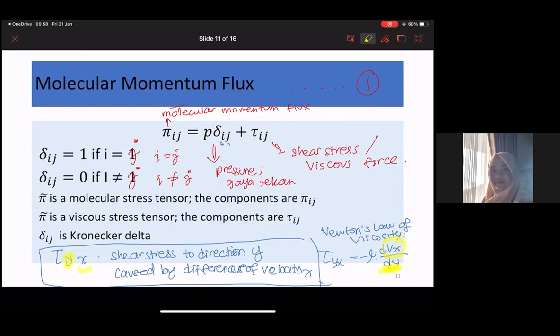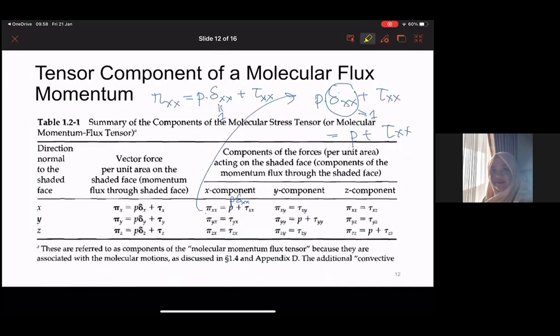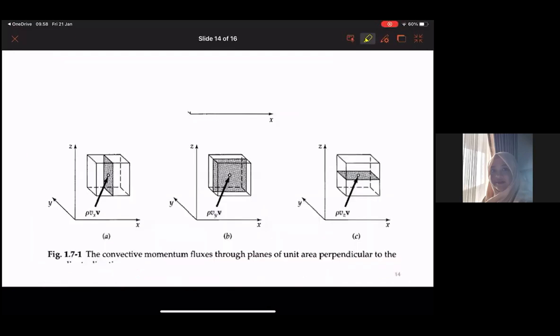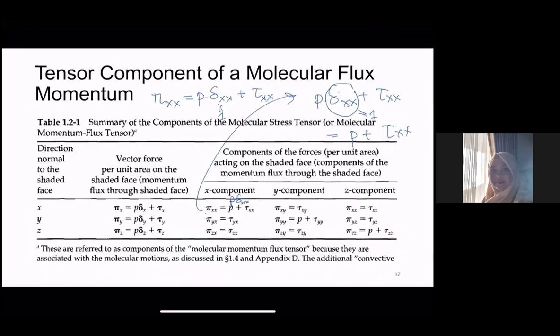Okay, the next slide. While this looks very complex, later on you will see that in the problems, not all of these components are available. So the next step is we have to identify which one has a value, and which one has no value. Why? For example, tau xx.